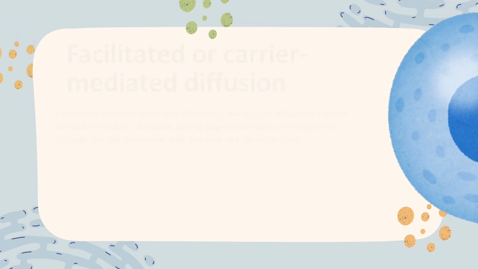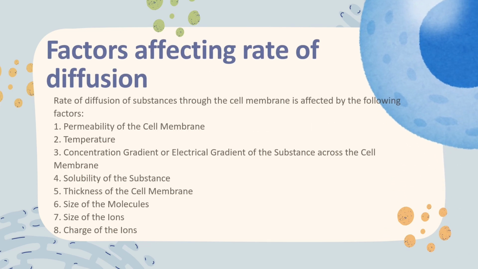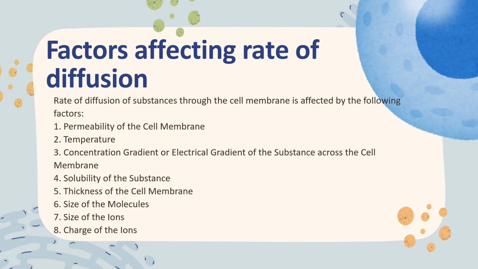If we talk about facilitated diffusion, it involves carrier proteins that help transport larger water-soluble molecules across the membrane. Despite the assistance, this process doesn't require energy. So next are the factors affecting the rate of diffusion. The rate of diffusion is influenced by several factors, including the permeability of the membrane, temperature, concentration gradient, and the size and the charge of the molecules or ions. So these are the factors that affect the rate of diffusion. You can take a screen snap of that.